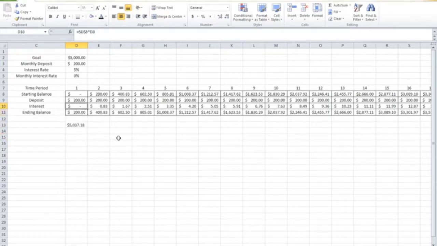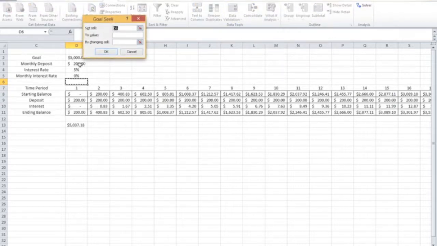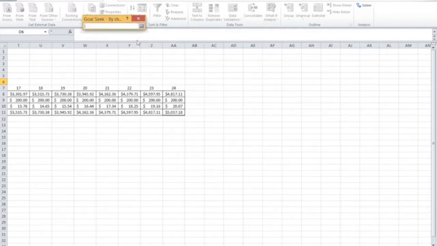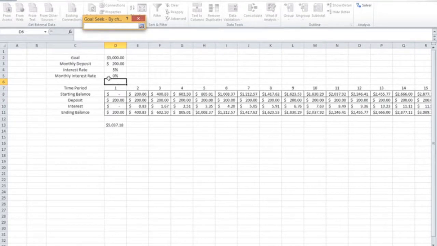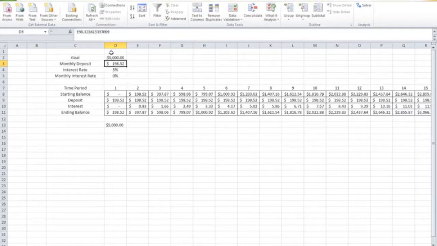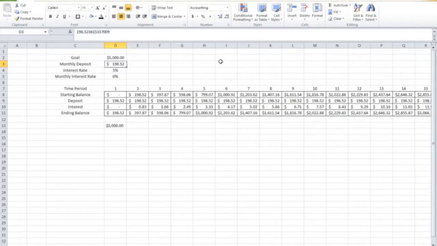If we want to find exactly how much we need to save a month, we can use the Excel tool GoalSeek. All we need to do is set the ending cell equal to our goal by changing the deposit, and voila. If we save $198.52 every month for the next 24 months at a 5% annual interest rate, we will have $5,000 exactly at the end of 2 years.